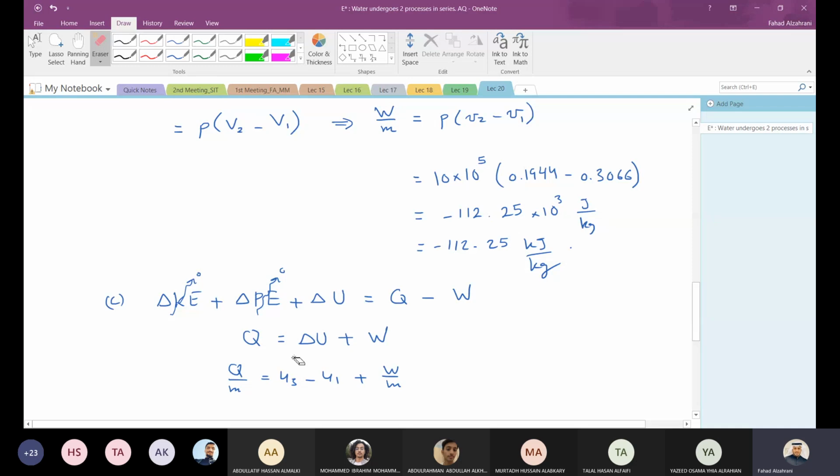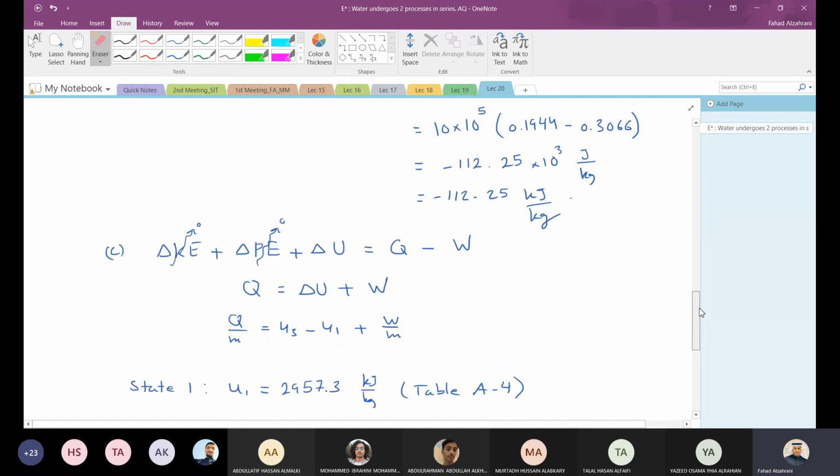طيب السؤال الحين, how can I evaluate U1 and U3? Using the tables. ممتاز. So U1 we know is superheated vapor, so we can simply go to table A4 at 10 bar and 400 degrees Celsius. We can find U1. Okay, and this is relatively easy. What about U3? شباب, how can I evaluate U3?